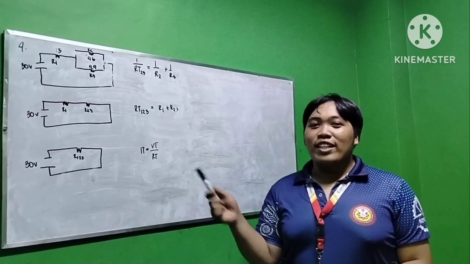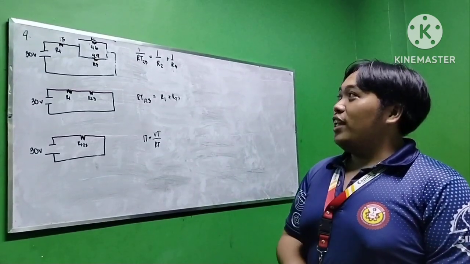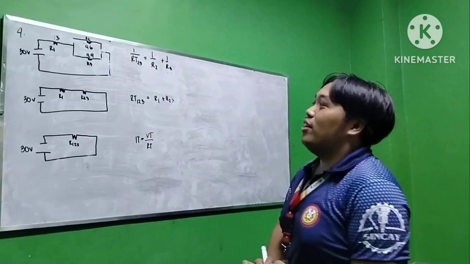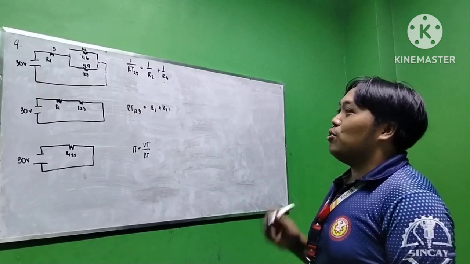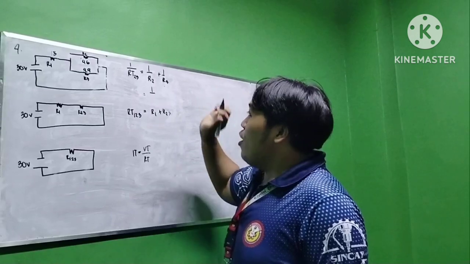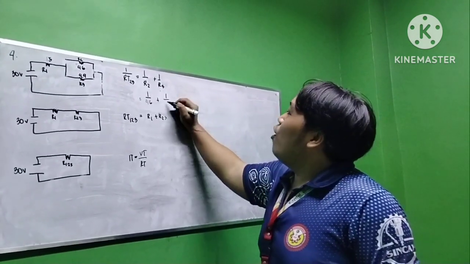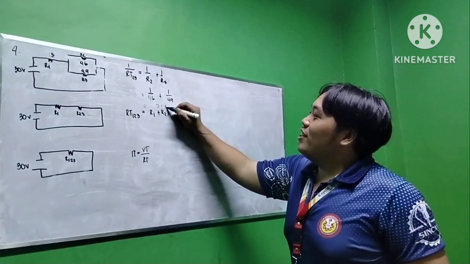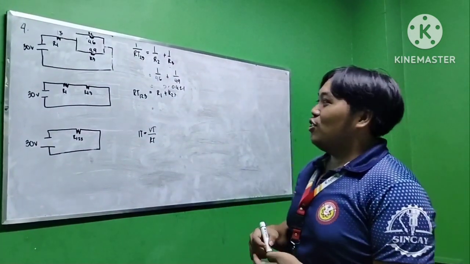Now let's proceed to the final problem for today's video. We have here a given of 30 volts, R1 of 15 ohms, R2 of 46 ohms, and R3 of 49 ohms. Let's calculate the parallel circuit first, using the parallel circuit formula. 1 over R total of 2 and 3 equals 1 over R2 plus 1 over R3. So we substitute: 1 over 46 plus 1 over 49 equals 0.0421.